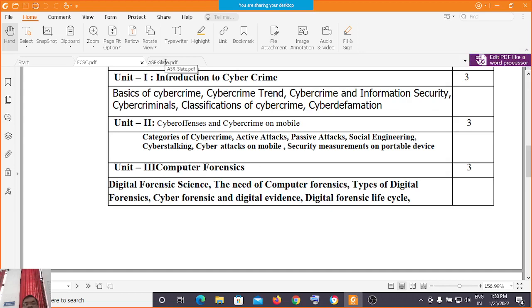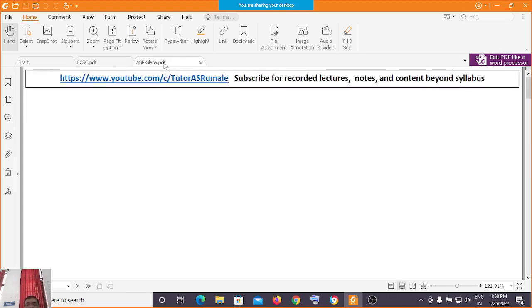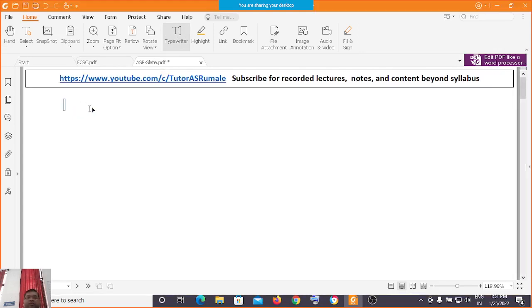Unit number 2 means cyber offenses and crime on mobile. We are talking about social networks, and we have already discussed a part of this in unit number 1 itself. But first we will go with digital forensic science, because whenever a crime happens, we get certain types of things. We are going to discuss unit number 2 also in parallel, because it's cyber forensics.